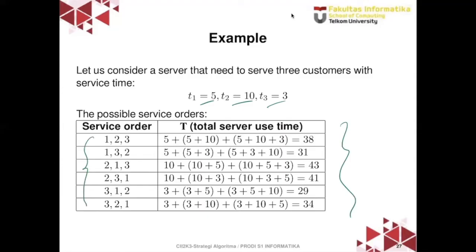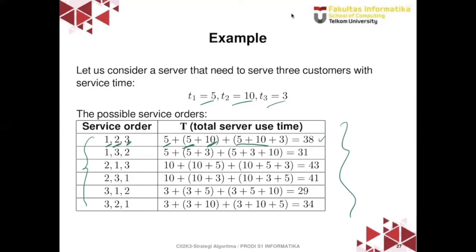So if customer one is served first, then customer one only uses the server while being served. Then customer two uses the server while waiting for customer one to be finished, and also while customer two is being served. And customer 3 uses the server while waiting for customer 1 and customer 2 to be served, and also while being served. So the total use time is 38.